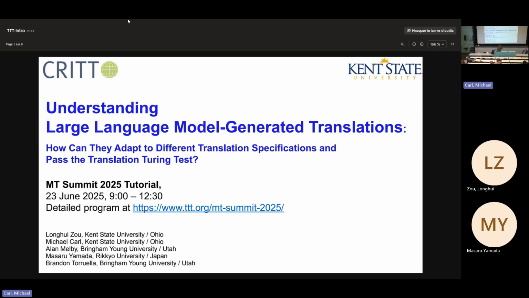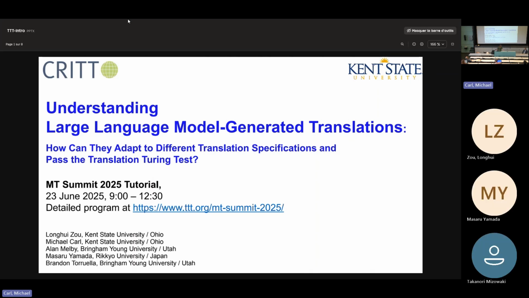Okay, so welcome to the tutorial Understanding Large Language Model Generated Translation. And we want to propose a translation Turing test that Alan Melby suggested 13 years ago in 2012. And now it was time to put this into some more realistic environment with ChatGPT and so on.